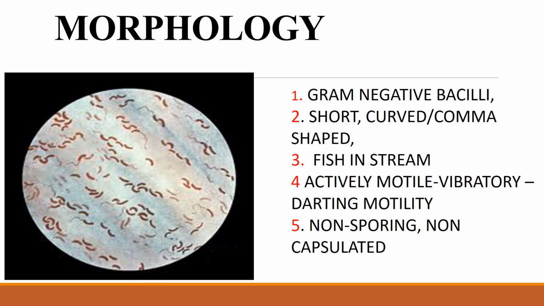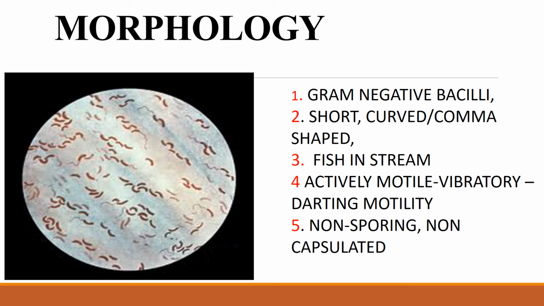So as you can see the morphology in the previous picture as well as this picture, it is a slightly curved rod shaped bacteria, or simply speaking it is a comma shaped bacteria. So it is gram negative bacilli, rod shape or slightly curved rod shape, and in gram staining it is gram negative. Then it can show fish in stream appearance in gram staining, like many of the Vibrio bacteria are seen moving in groups, like fish moving in water streams. So this is just a simile, a description of the appearance of Vibrio in gram staining.